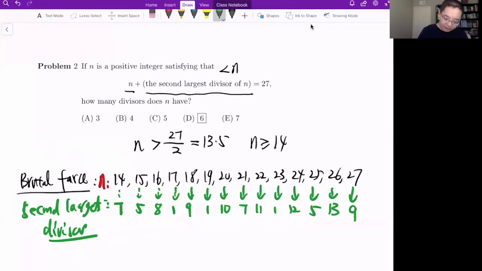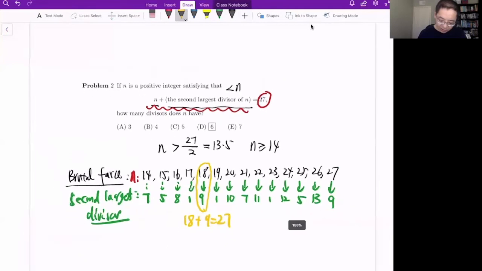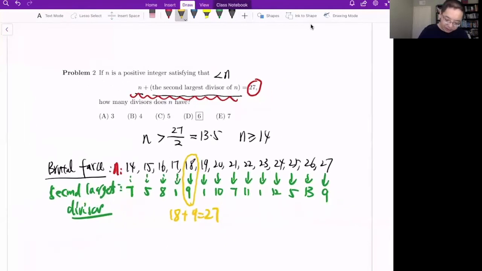Then we need to check the requirement: n plus its second largest divisor equals 27. Looking at all those candidates, there's only one that works for us. That's 18, because 18 plus 9 is exactly 27. Based on this, we figure out n equals 18.